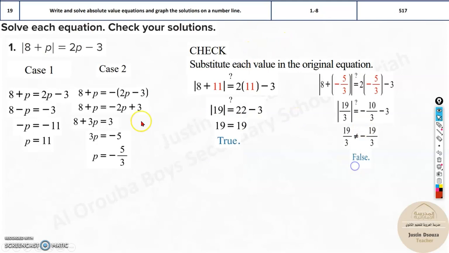So now you can see this one is false. So only one correct answer is there. That is p equals 11. Why? Because it makes both the sides true. Whereas if you take this case, the second answer is wrong. Why? Because the equation is not balanced in this case. So because it says 19 by 3 equals negative 19, that is an error. So this is wrong. Only p equals 11 is the correct answer.